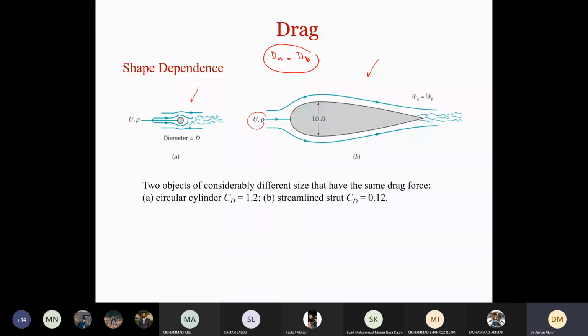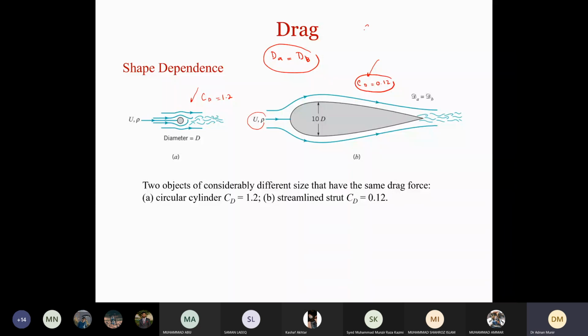Now, if you look at here, we have two objects of considerably different size that have the same drag force. For the circular cylinder, the CD in this case is 1.2 from experiments, and CD for this streamlined strut or aerofoil is CD equals 0.12. The CD value is different, right? So how come the drag force can be the same?